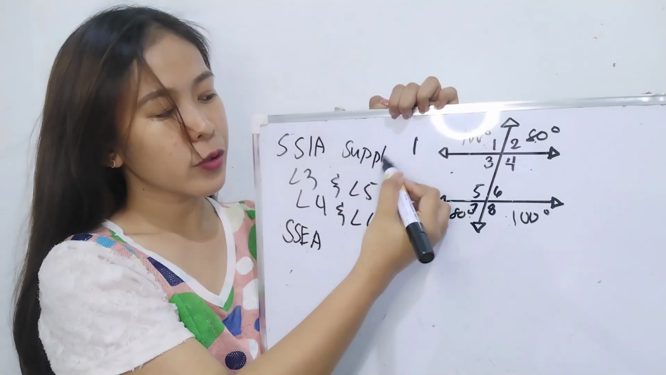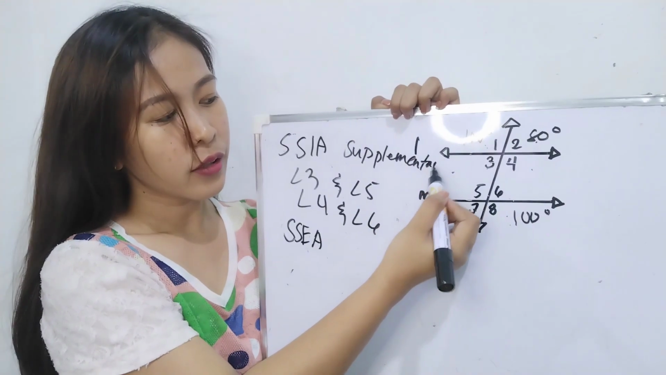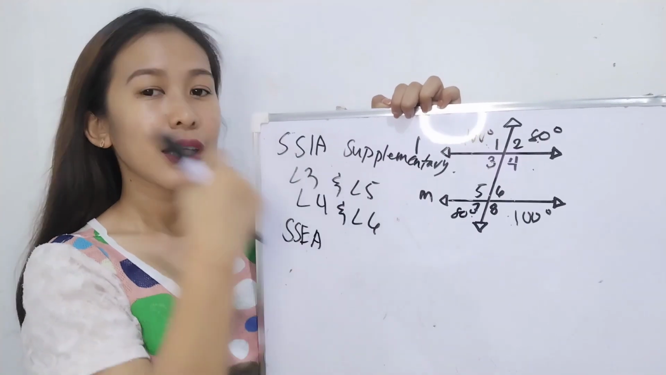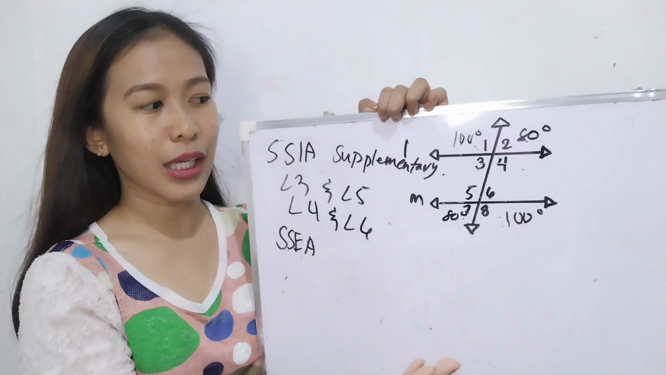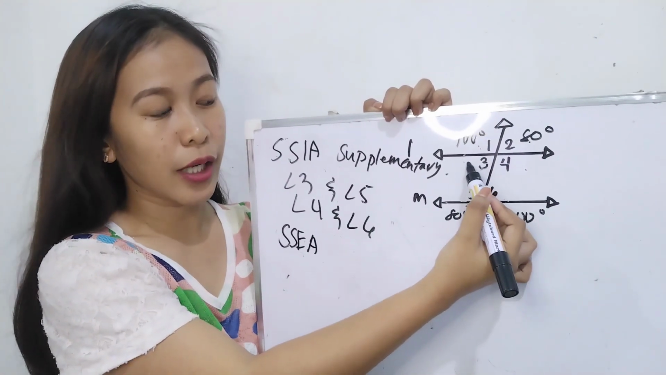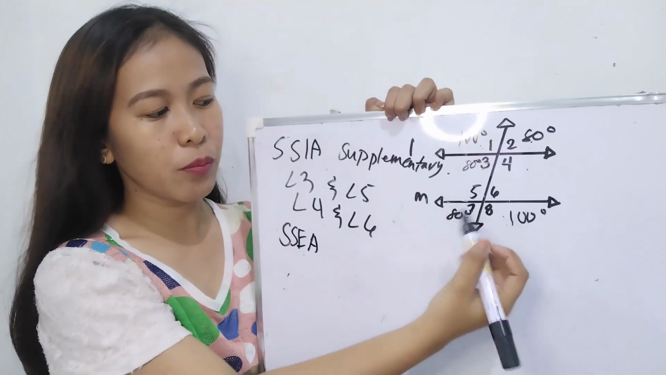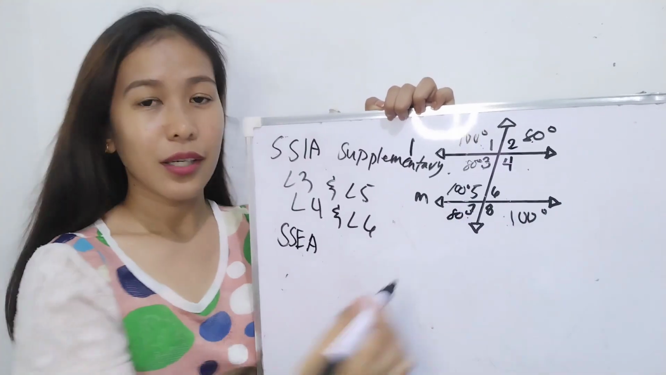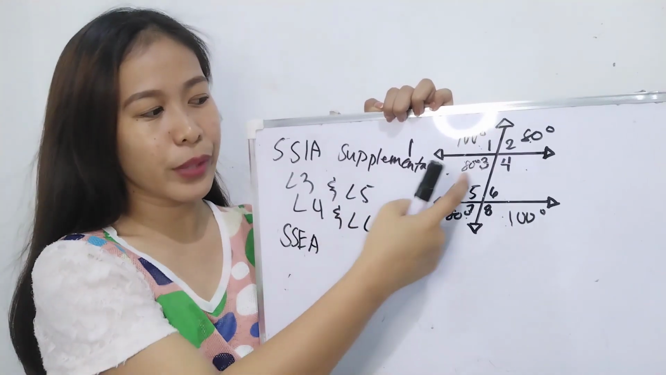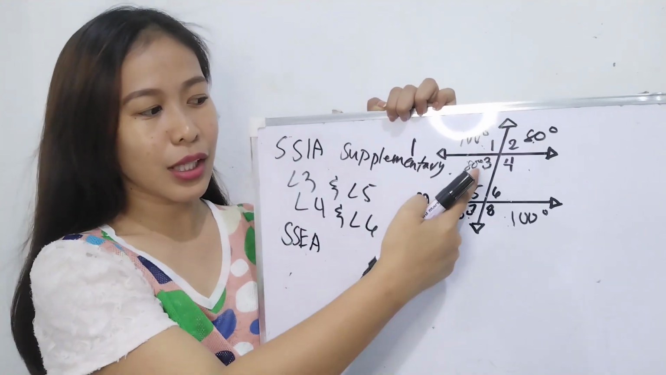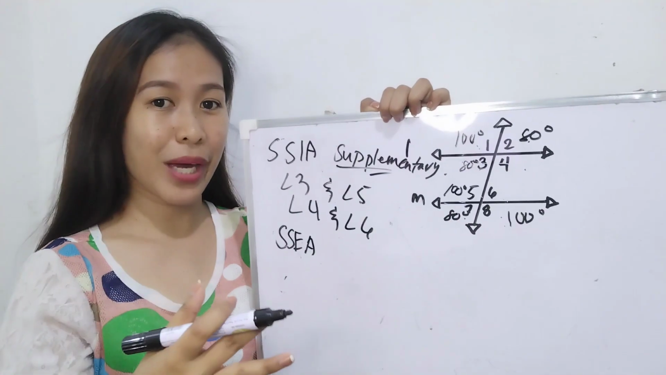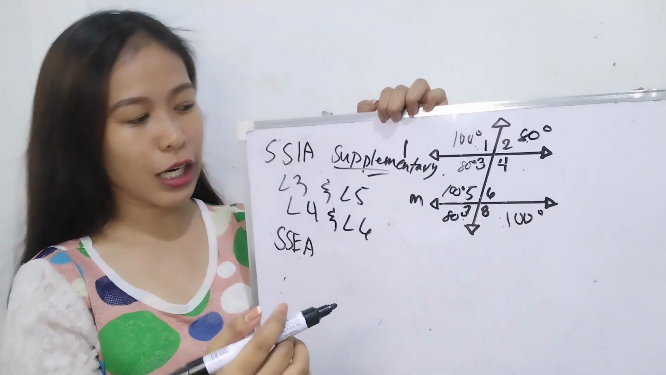So, when we say supplementary, therefore, yung measurement ng magkakapares is equal to 180 degree. Okay? So, for example, 3 is 80 degree. Then, 5 is 100 degree. Right? Because 180 minus 80 is 100. And 100 plus 80 is 180. And 3 and 5 are same side interior angles and they are supplementary. Okay, so ganun lang siya kasimple.